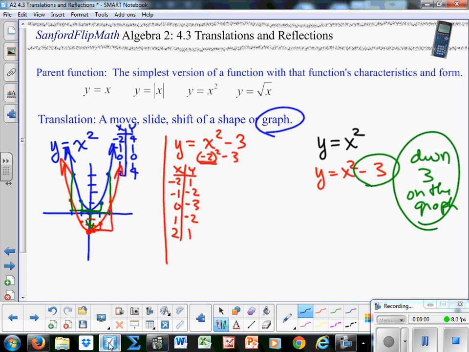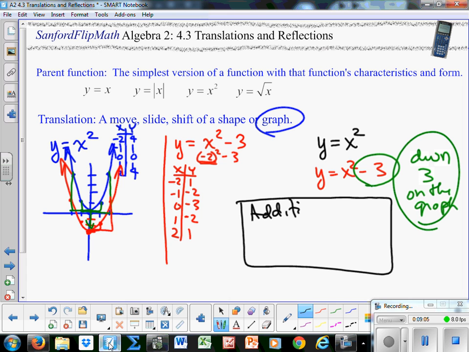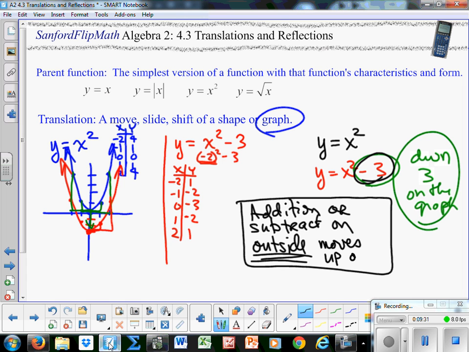So, quick little note here. Addition or subtraction on the outside of the graph, or on the outside of the function, like this minus 3 was outside the x squared, not x minus 3 squared, on the outside of the function, moves, shifts, slides the graph up or down. If it's plus, it's up. If it's minus, it's down.